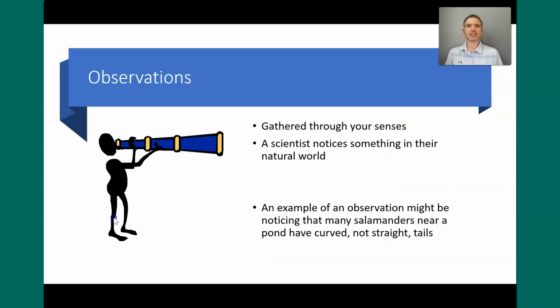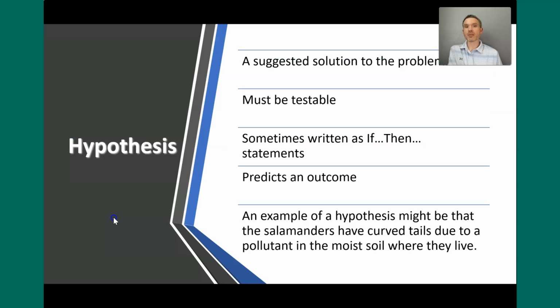So let's analyze these in a little more detail. The first one here is observations. These are things that we gather through our senses. As scientists, we are inquisitive about nature. We come up with lots of great questions. So an example of an observation might be noticing that many salamanders near a pond have curved and not straight tails.